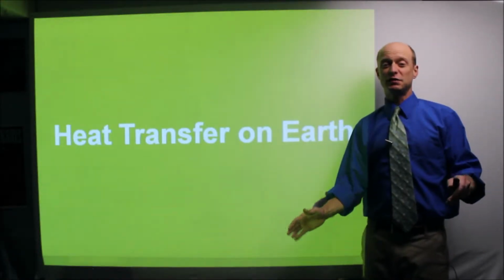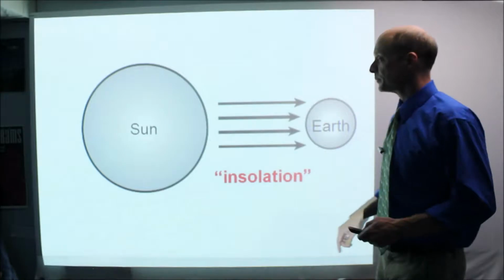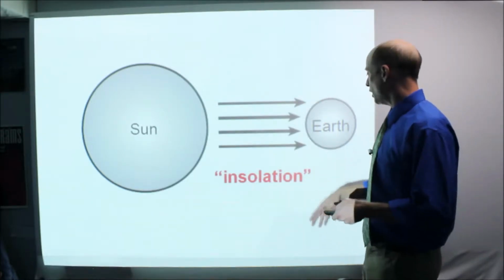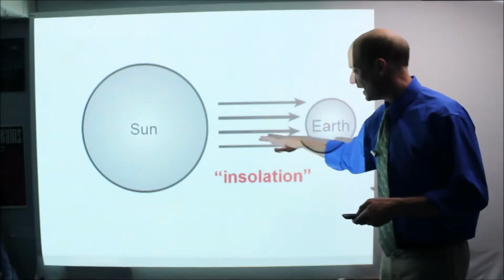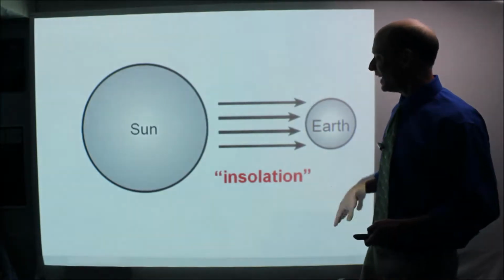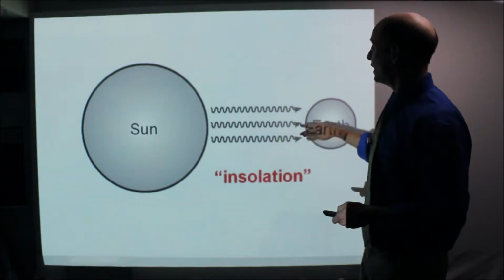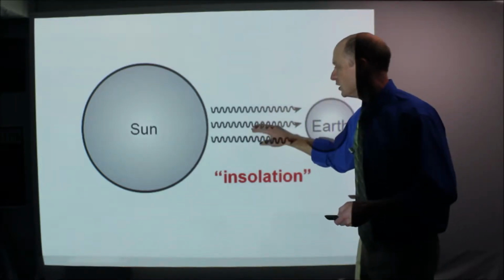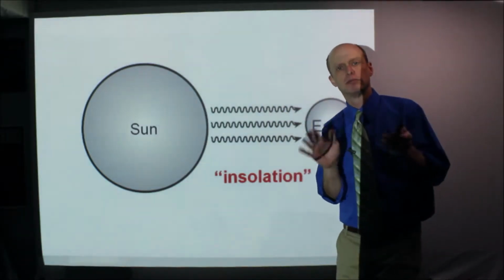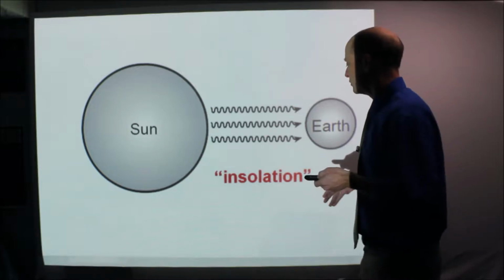I'm calling this heat transfer on Earth. Let's do it. So, basic one, sun giving energy to the Earth. Sunlight is called insolation. As a matter of fact, I want to draw it more like this because it's just radiation. So I like to show the waves there to make it look a little more understandable.